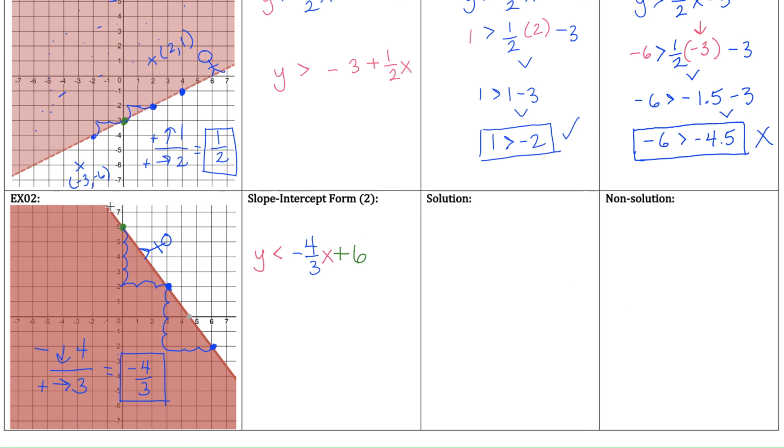Now the question is, are these actual dots? Is that a real solution? Is that a solution? Yes, because it's symbolized by a solid line.